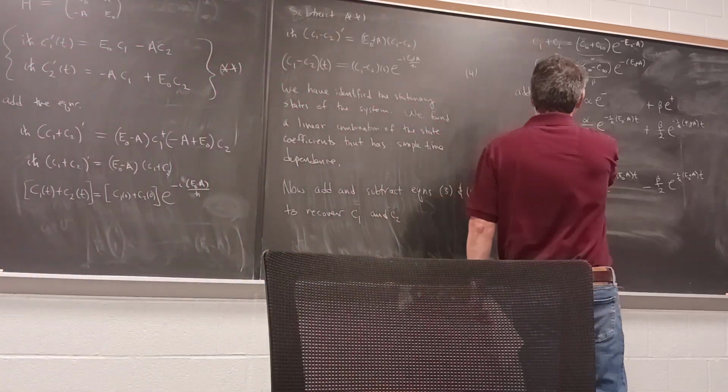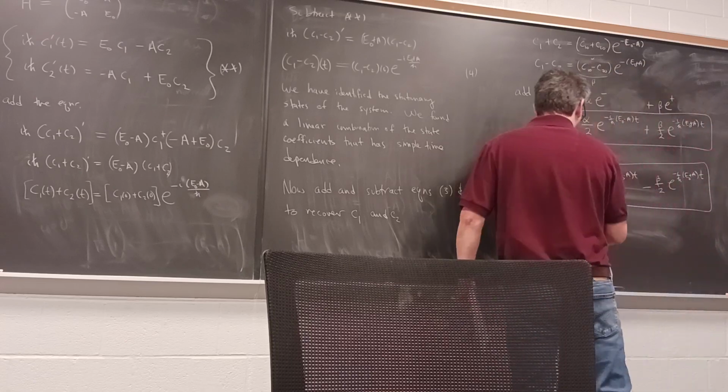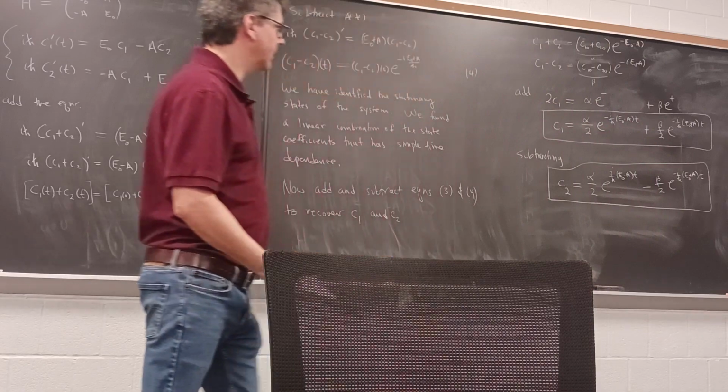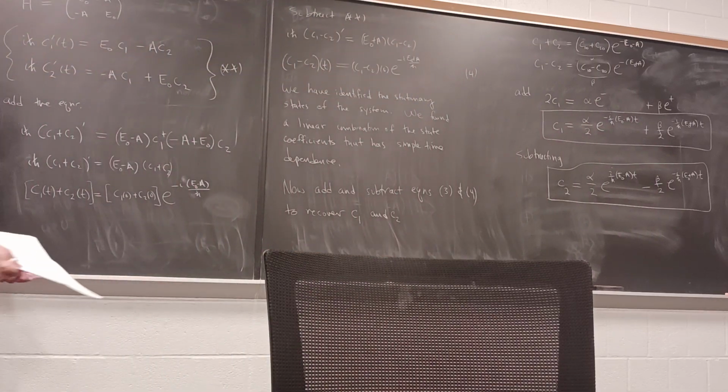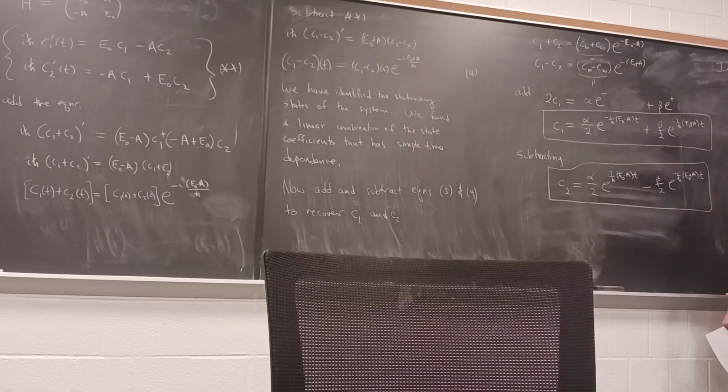Now you can already see what happens for a certain choice of the initial conditions. If C1 of 0 is equal to 1 and C2 of 0 is equal to 0, that means alpha is 1 and beta is 1.